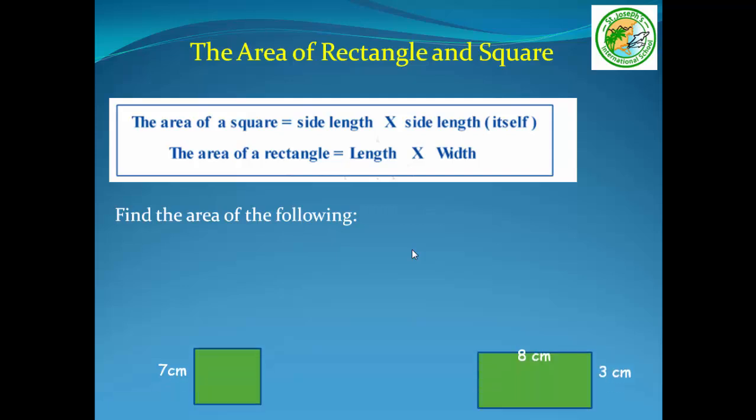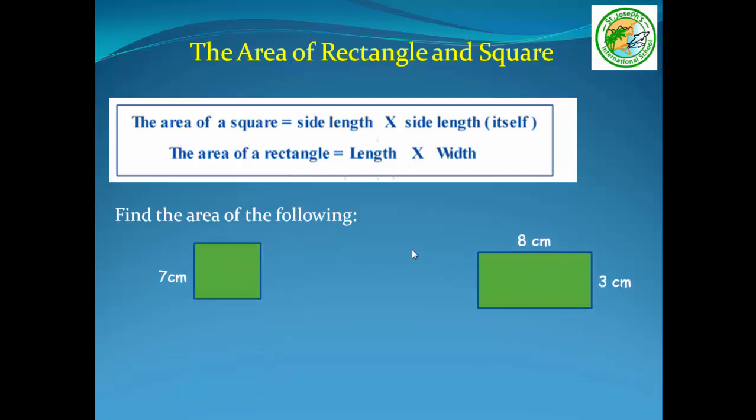Find the area of the following. We have two figures or two polygons. The first one, its side length equals 7 centimeters. Here we have one length, 7 centimeters. That means this is a square. Okay, the area of a square equals side length times side length. So we will write the rule, and then area equals 7 times 7 equals 49 square centimeters.